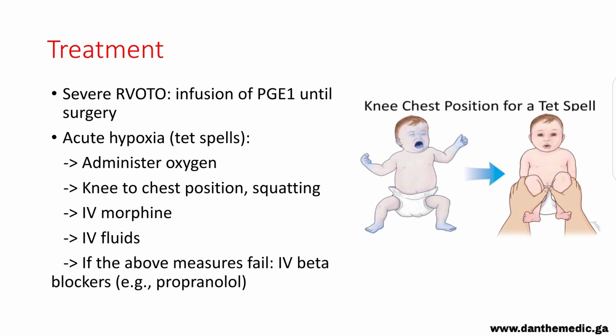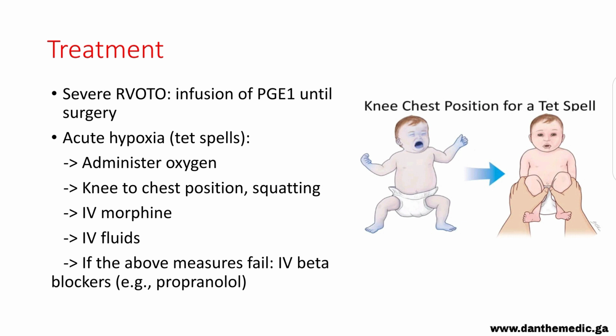Now, as for the treatment, if there's a severe right ventricular outflow tract obstruction, we infuse prostaglandin E1 until surgery. We know that prostaglandin E1 is a vasodilator, and if there is pulmonary stenosis, we can administer this to dilate the pulmonic valve or any other stenosed part of the pulmonary tract.